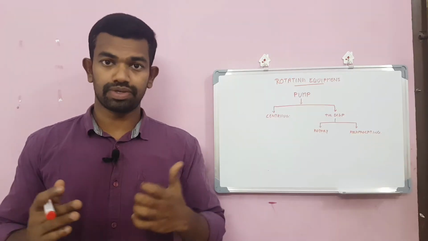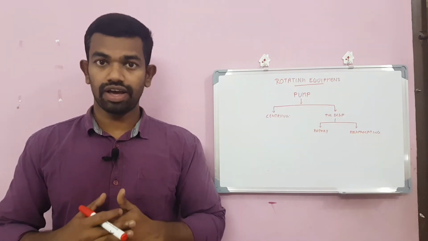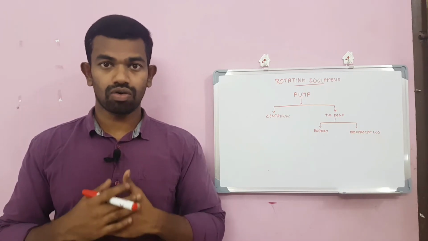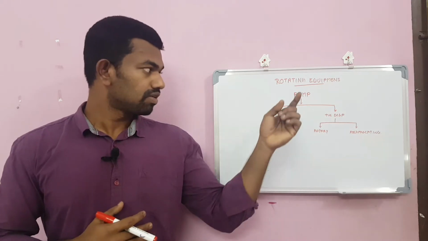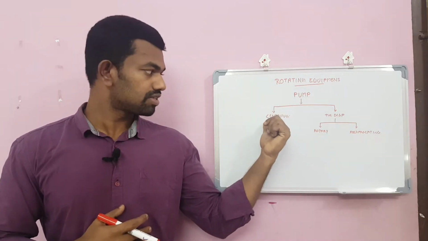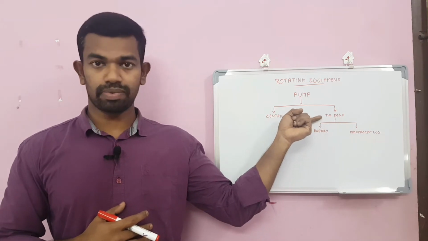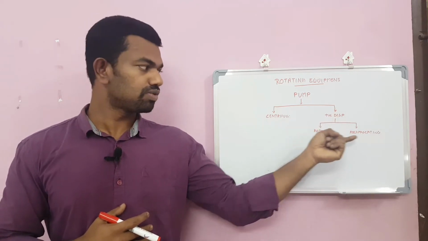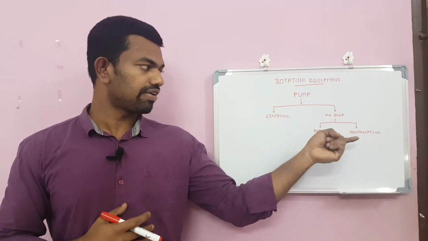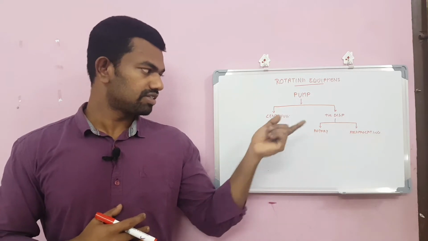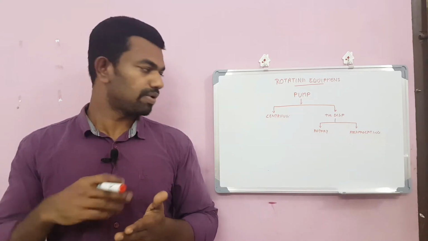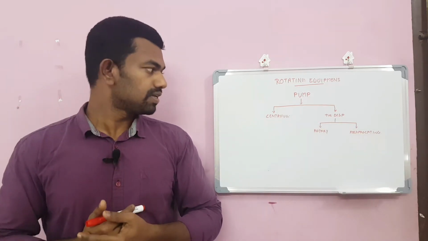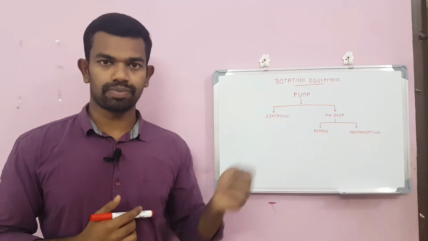Okay, first of all, pump. What is a pump? A pump is a device to transfer liquid from one place to another or to increase the pressure of a liquid. Basically, pumps are of two types, centrifugal pumps and positive displacement pumps. Positive displacement pumps are again classified into two major types, rotary and reciprocating. As the name indicates, in rotary the movement of the elements will be rotation, and in reciprocating the movement will be to and fro.